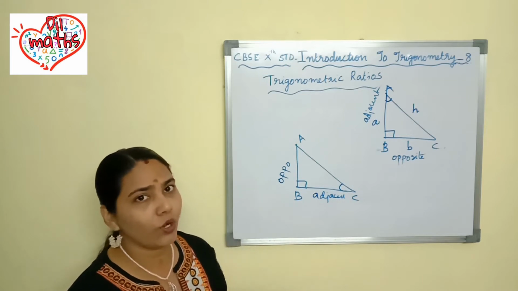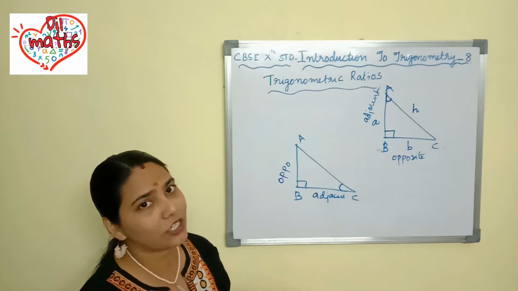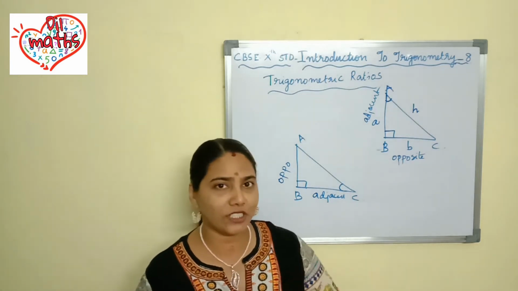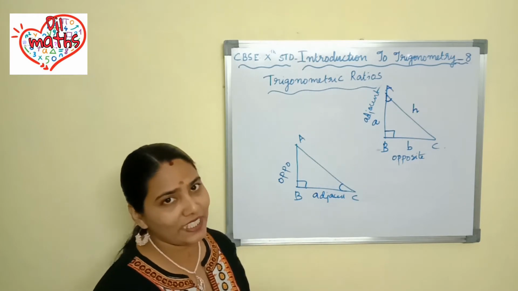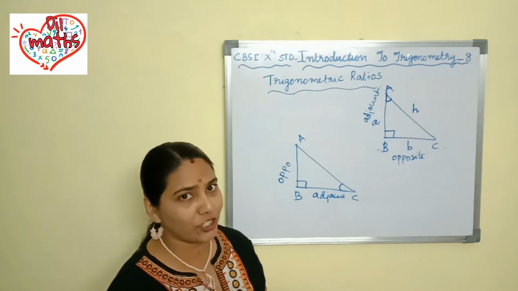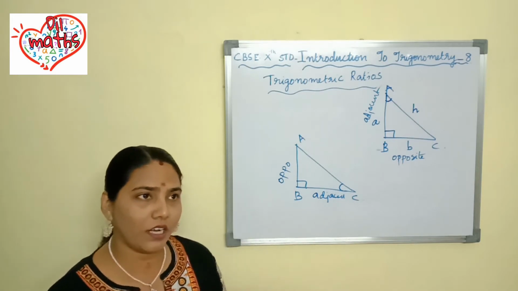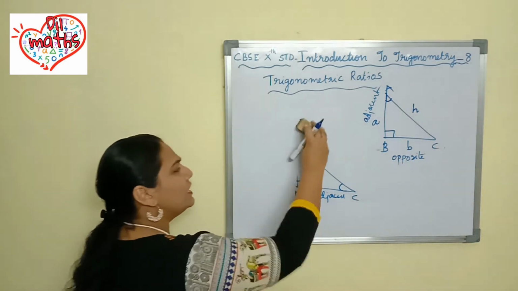Now I will tell you how to find out these trigonometric ratios. That means a total of six trigonometric ratios are there: sine, cosine, tangent, cosec, sec and cotangent. Like that, six trigonometric ratios are there. I will tell you how to find out the trigonometric ratios. First we will go for sine.